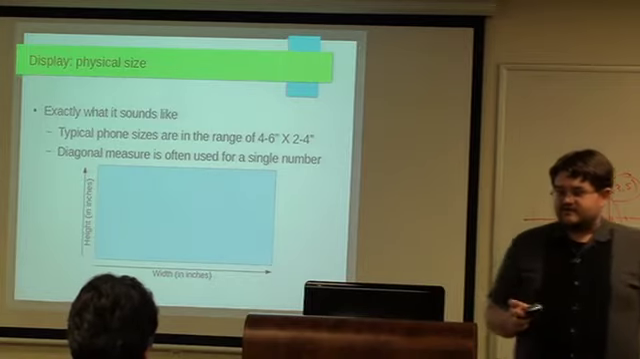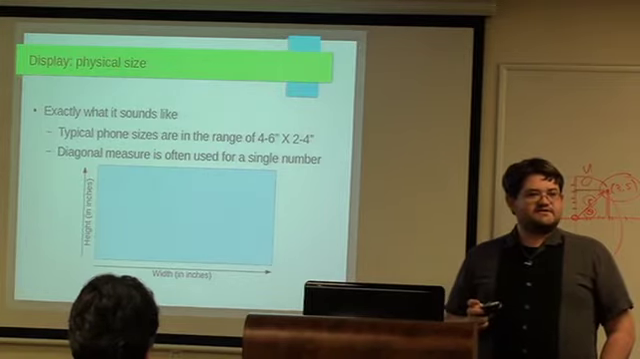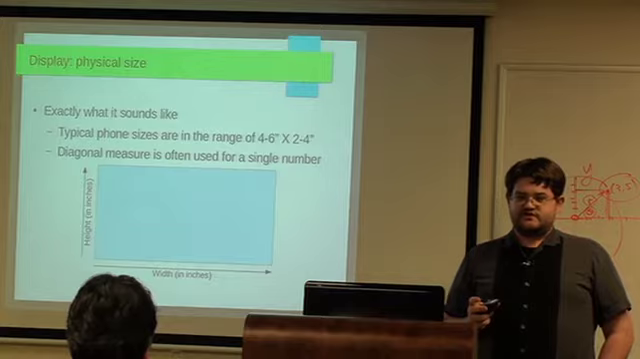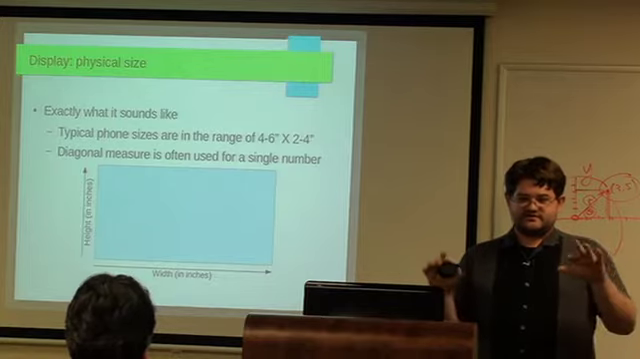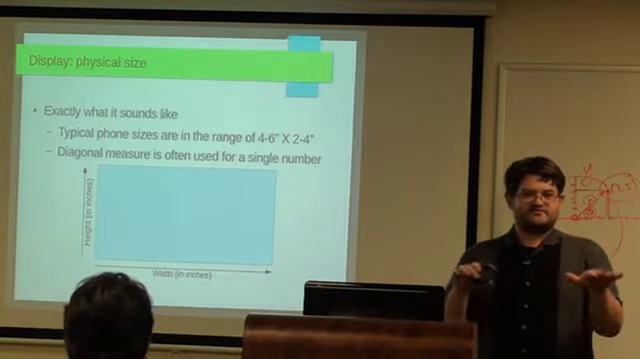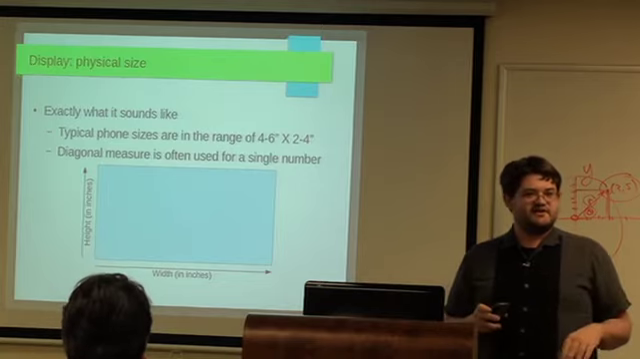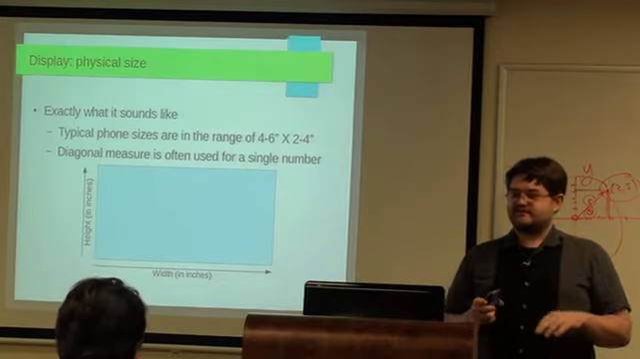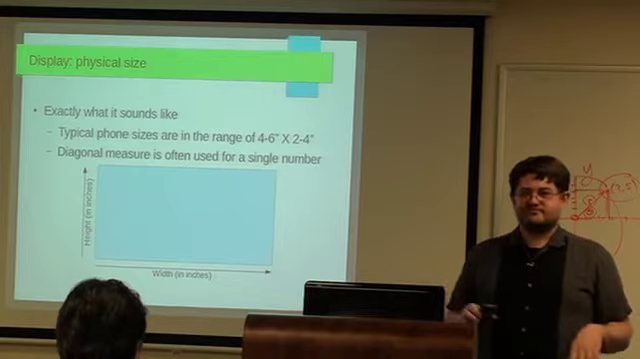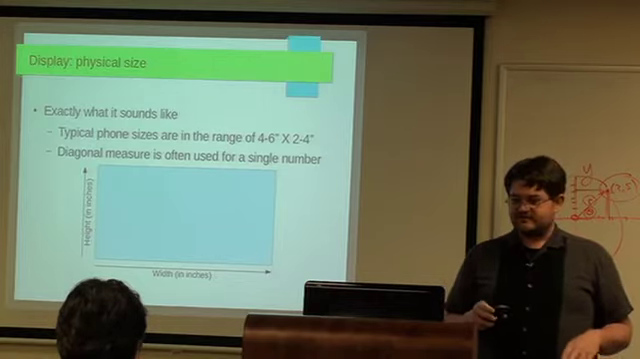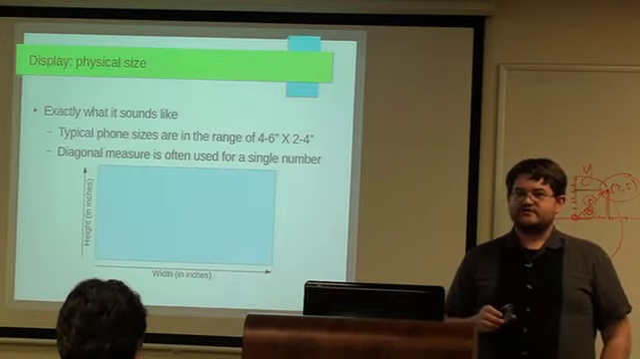So, physical size. This is exactly what it sounds like. Most phones are in the range of 6-ish inches by 2 to 4-ish inches. The Galaxy Note kind of pushes that boundary up a little bit bigger than it otherwise would be, but that's the range you're generally going to have to work with if you're making apps for phones.